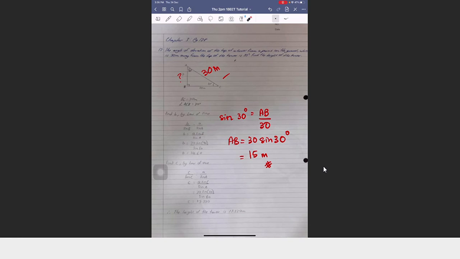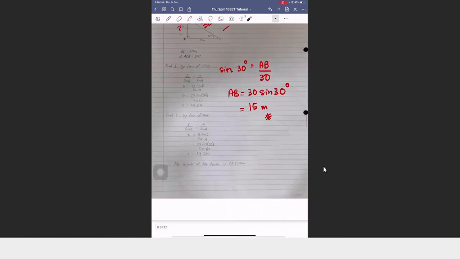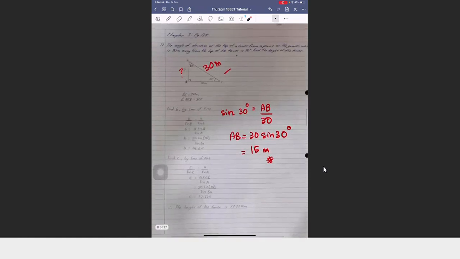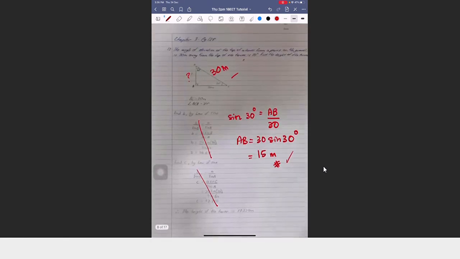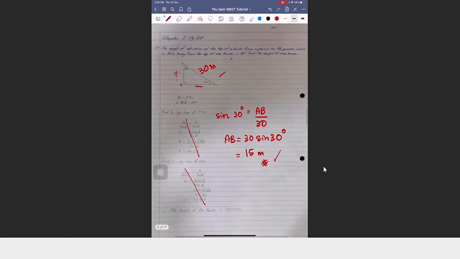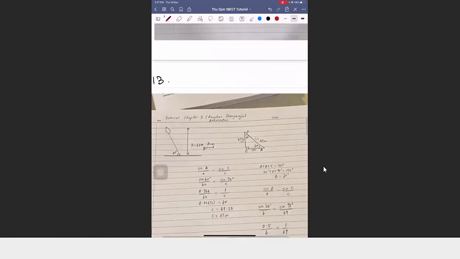So that is 12. Then the next one is now 13. So that means this is the answer, so it's not this. Even this one is also not 30 here. All right, let's look at the next one.